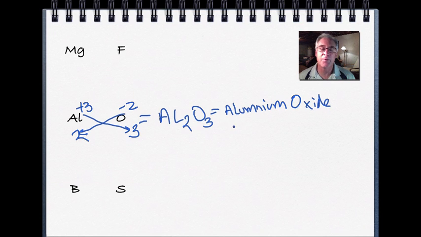And some people might call it aluminum 3 oxide. Some people will call it alumina. It's a naturally occurring compound or substance that you'll find in a variety of different rocks. And then they use it sometimes in industry as an abrasive.